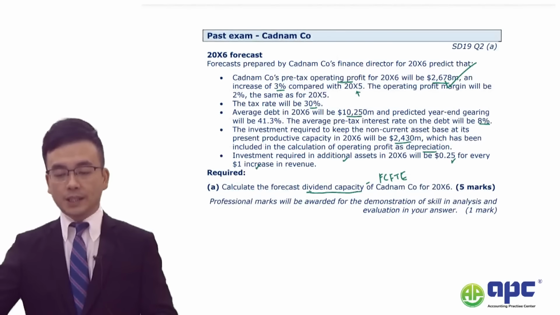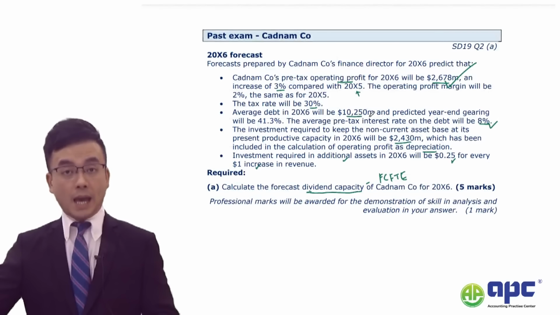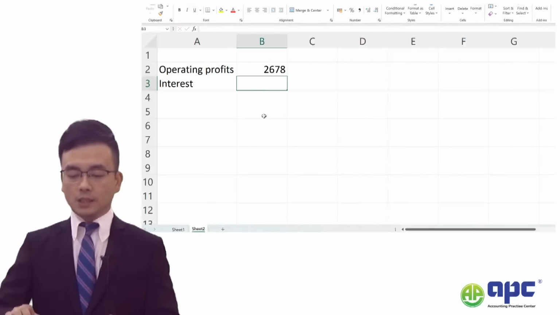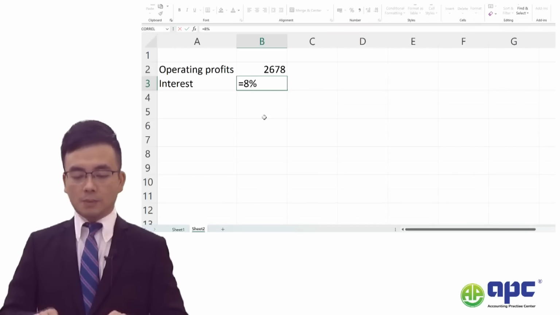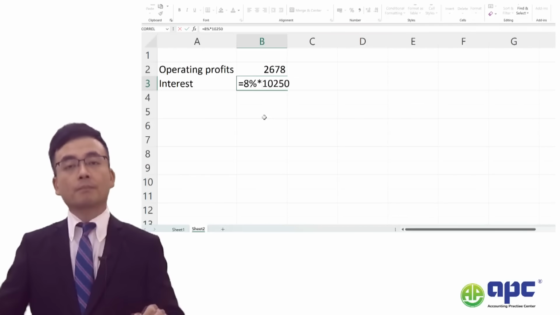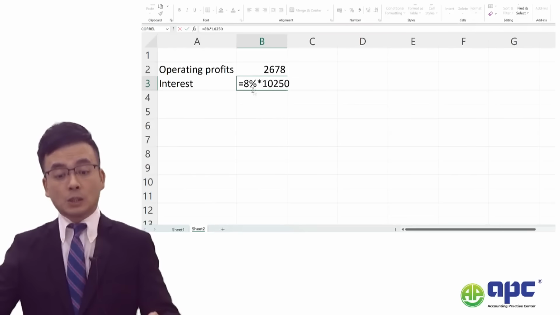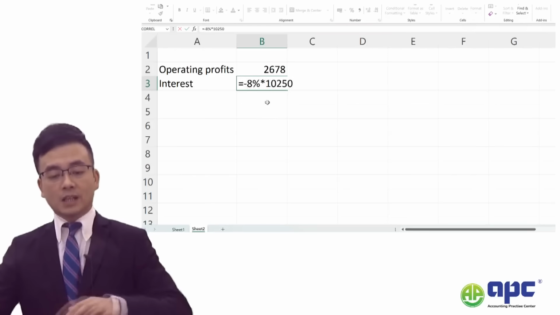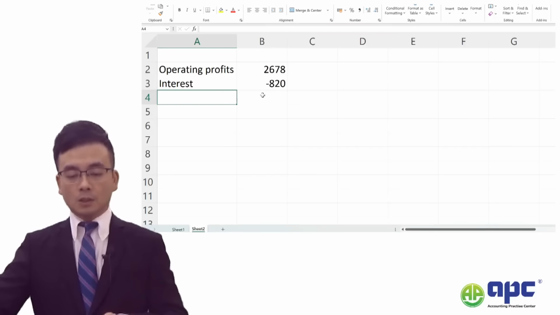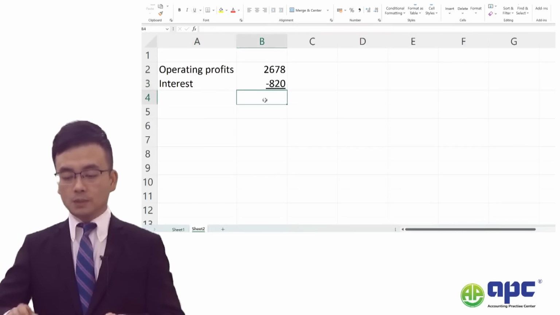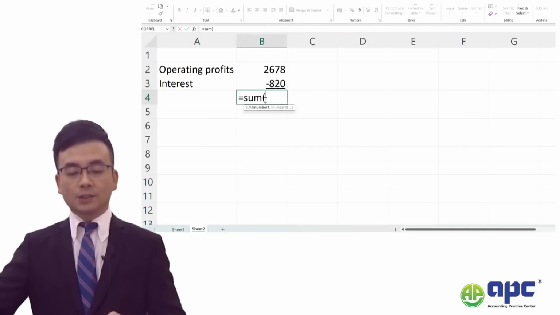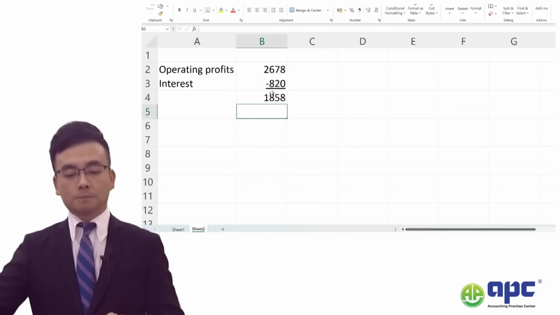Now the interest we take 8% timing by 10 to 50. You don't really have to say quite a lot of things in your calculation, just lay this out in this way. So do the subtotal, and then we sum these two. That will give me that figure.